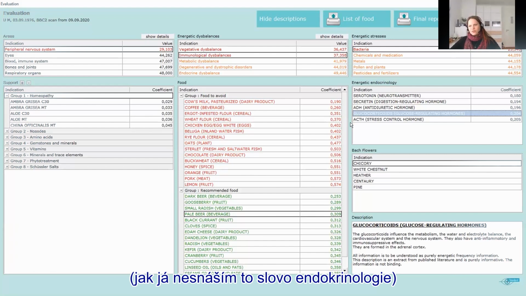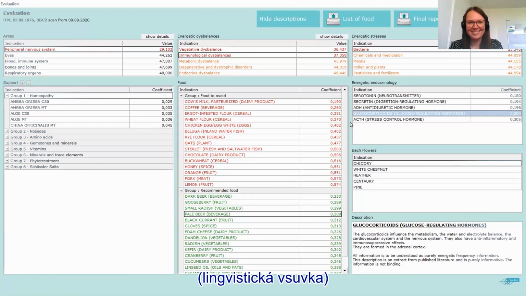I hate this word, endocrinology. Warum haben wir das so geschrieben? I don't know why we gave this name. Even in German, I have problems with this word.